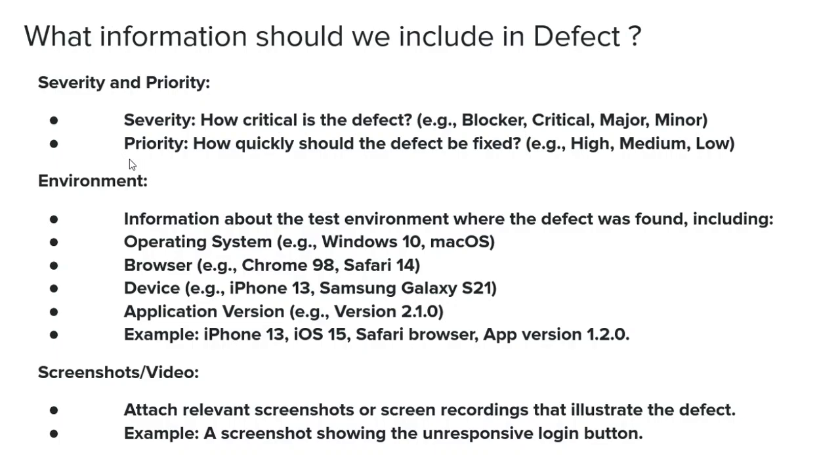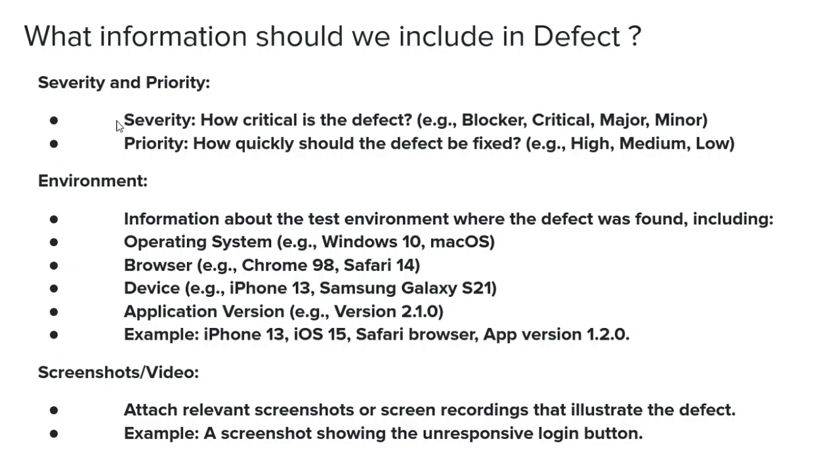Priority. What is priority? Priority means how quickly that issue should be fixed. If it's a high priority issue, that means it should be fixed immediately. If it is a medium priority, then it can be picked after the high priority issues. And if it's a low priority issue, then it will be picked after the high and medium priority issues.